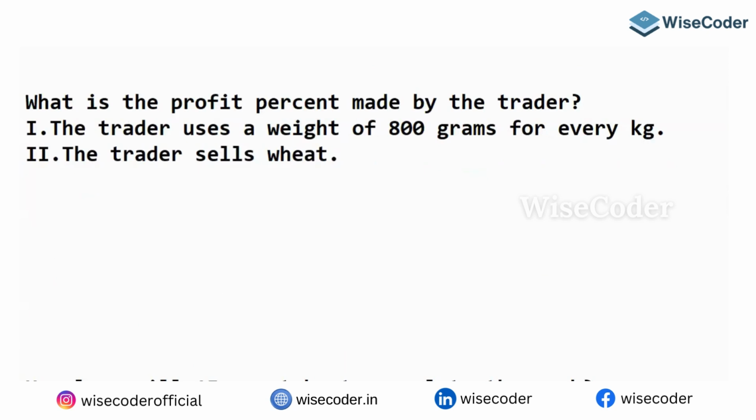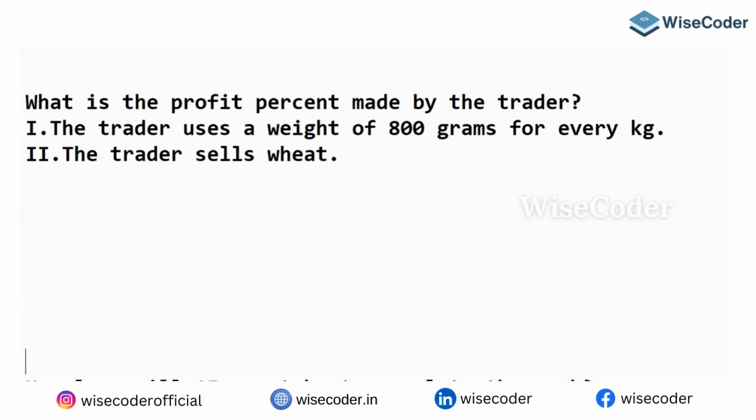So what is the profit made by the trader? The same question. A trader uses a weight of 800 grams for every 1 kg. Look at here. Don't attempt to get your answer. We know that the trader uses 800 grams for every 1 kg, but we don't know the price at which he sells, right?